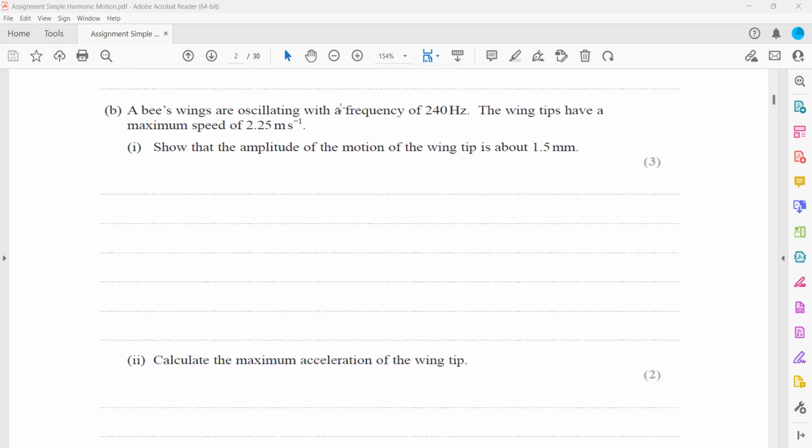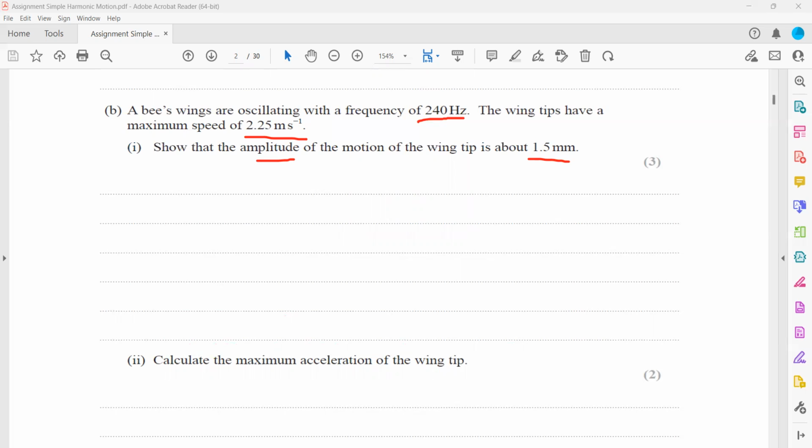The next one: bee wings are oscillating at a frequency of 240 hertz. The wingtips have a maximum speed of 2.25 meters per second. Show that the amplitude of the motion is about 1.5 millimeters. So we have to show the amplitude of the motion is 1.5 millimeters.